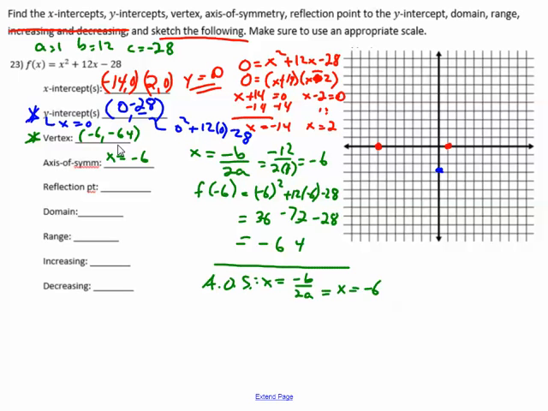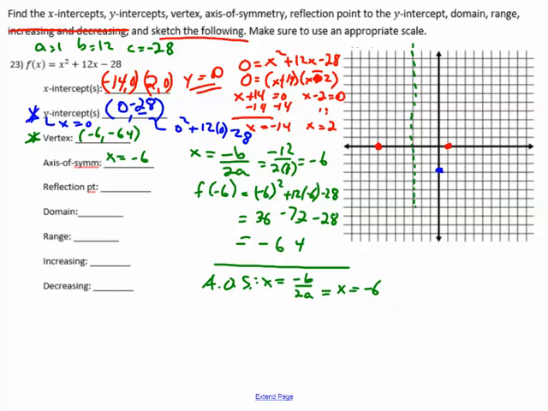Vertex is at negative 6, negative 64. But you know what? Before we even do the vertex, I'm going to put the axis of symmetry in there at x equals negative 6. X equals negative b over 2a. I'm going to put that in there as my axis of symmetry. X equals negative 6. Here's 2, 4, 6. Right there would be my axis of symmetry. Right here is my axis of symmetry.